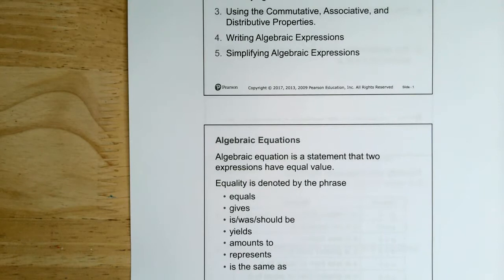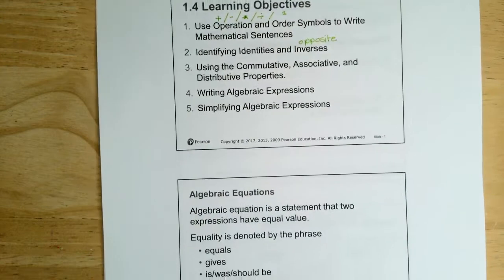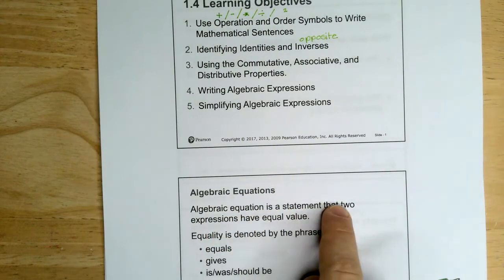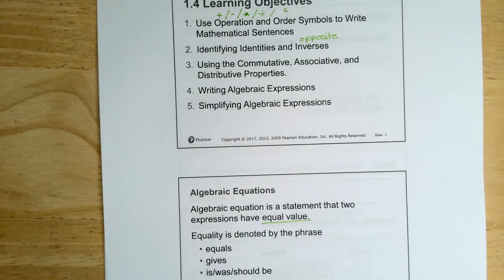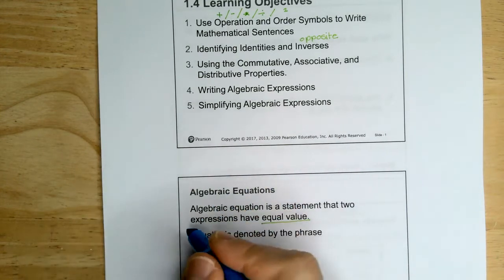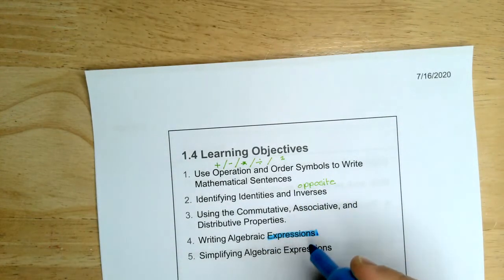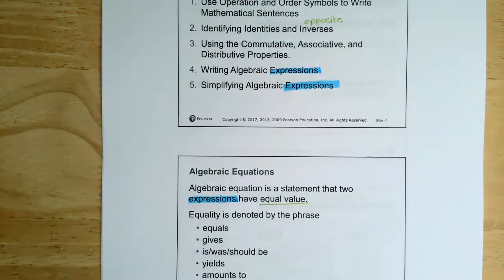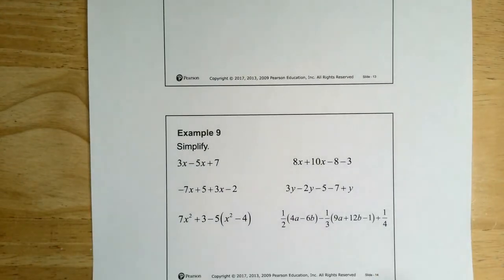All right, algebraic expressions. An expression is different from an equation. So an equation is a statement that two expressions have equal value. So you see in the definition of equation, we have the word expression. So we're writing algebraic expressions, and we're simplifying algebraic expressions. And if you look ahead to even our very last slide, what you're going to see is that there are no equal signs. So if there are no equal signs, it's simply an expression. It's expressing algebra.